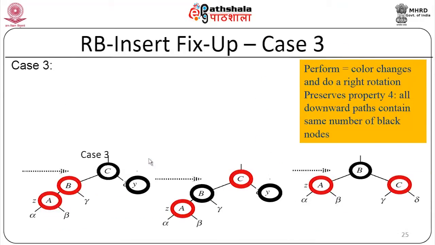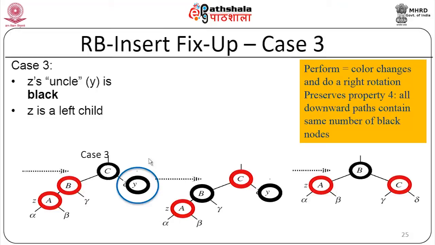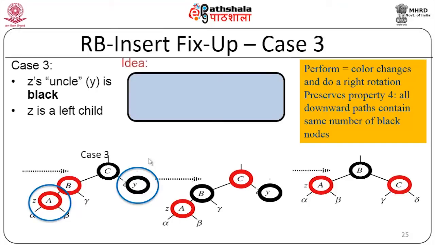Now, before we go to case 2, let us go to case 3. So, now what you have here is Z's uncle is black. Now, Z is here a left node, but that is not a condition. So, you perform color changes and do a right rotation. Preserves the property that all downward paths contain the same number of black nodes, that is what we are preserving here. Normally, there we colored it red, here we are coloring Z as red only. So, Z's uncle Y is black, Z is a left child, and there it was a right child, those are the two properties.